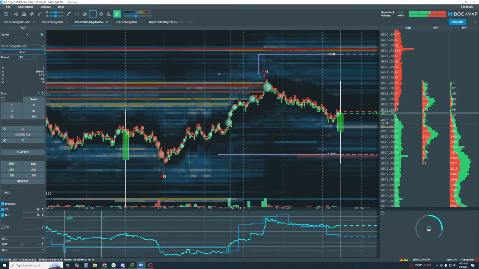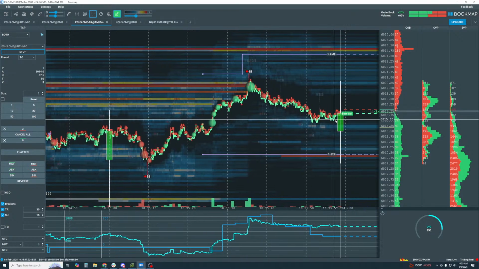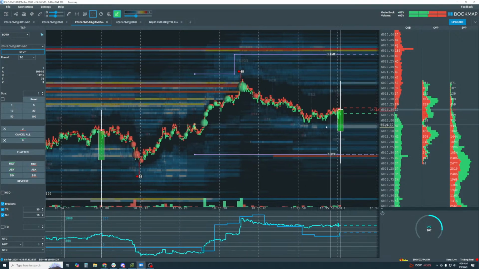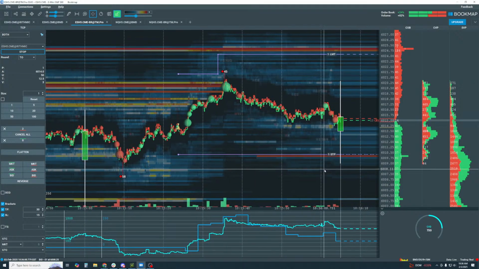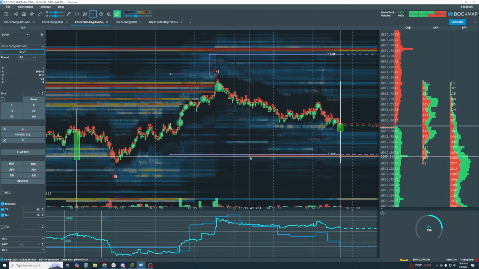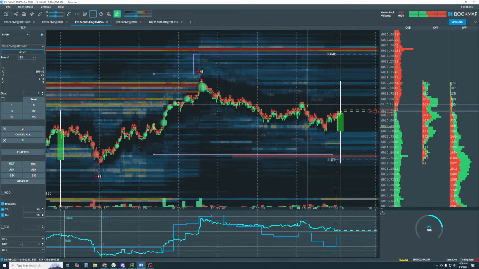Do we get buyers supporting it here again? That's what we're looking for. This is where they came in. We're looking for liquidity at this price level and more buyers to come back in to trade back up here. We might not get it. We can see that high liquidity came in just there at 60.10.